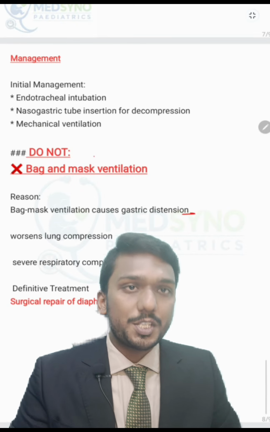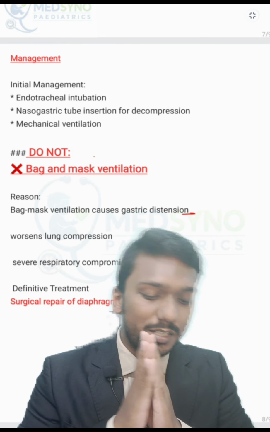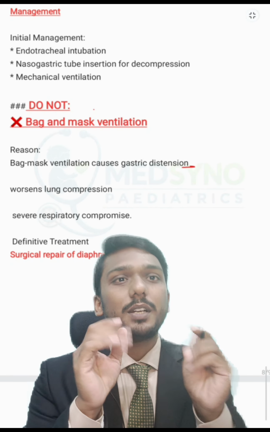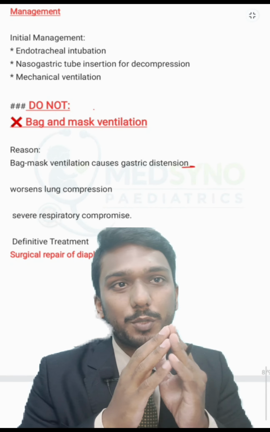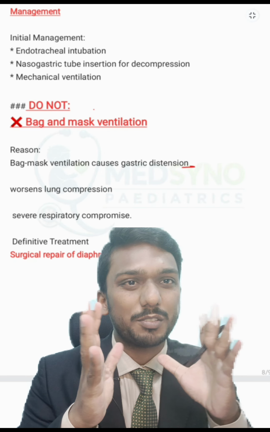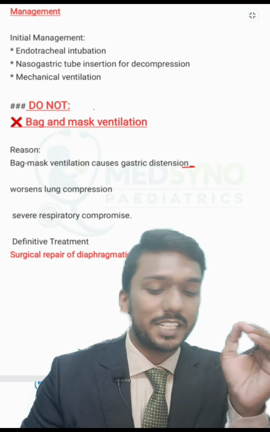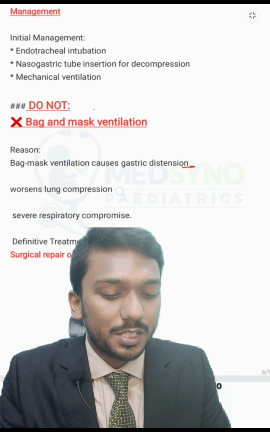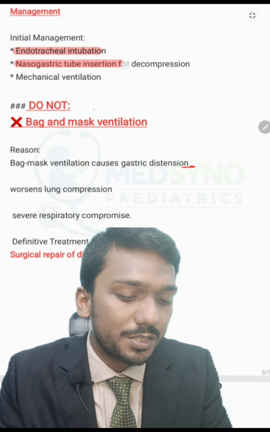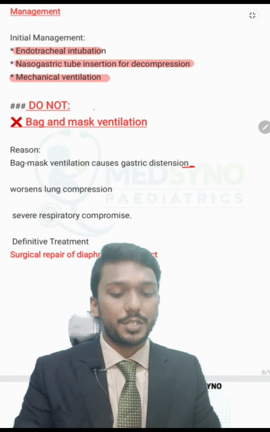Management. Management can be of two types: one is the initial management and another one is the definitive management. In initial management, the main goal is to give the required oxygen to the baby and relieve the lung compression by the intestinal tissues. The initial management is endotracheal intubation, nasogastric tube insertion for decompression, and mechanical ventilation.